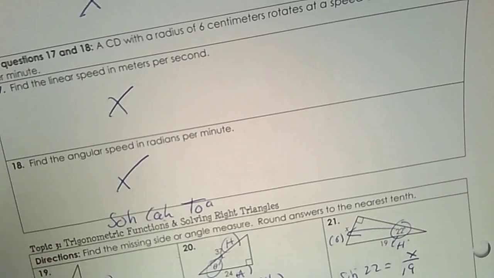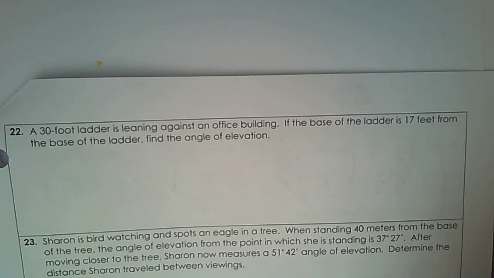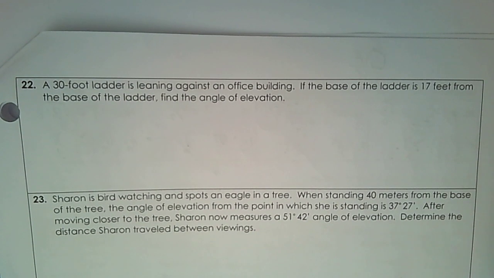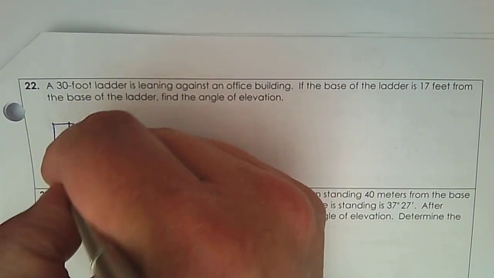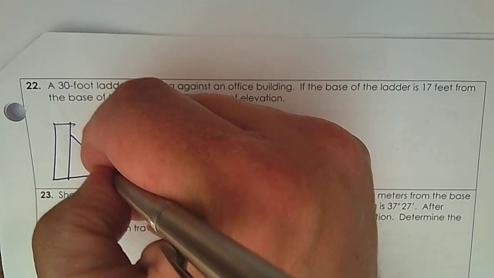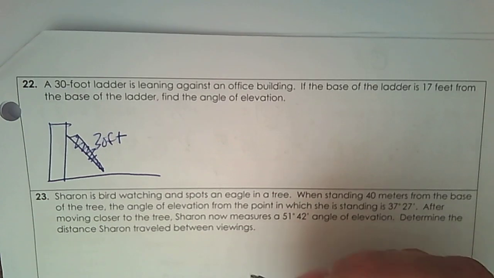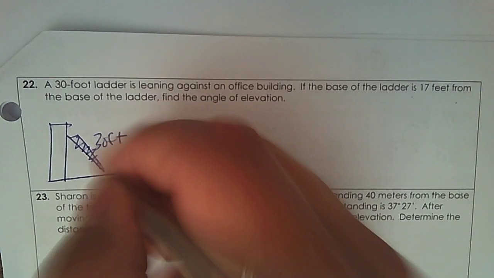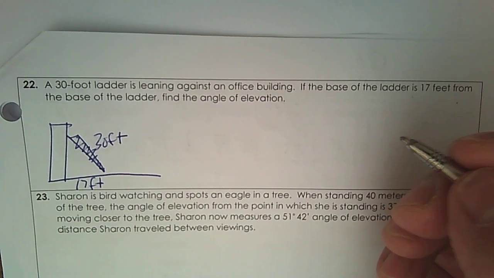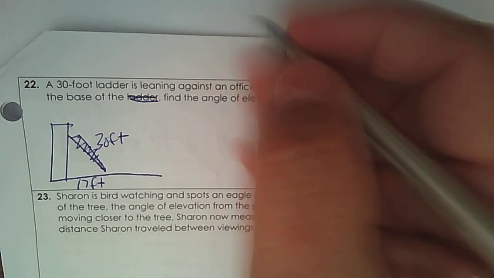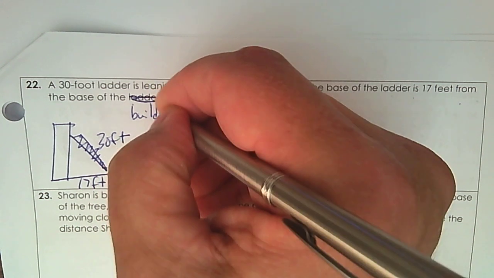All right, next page. Some stories. A 30-foot ladder is leaning against a building. There's my ladder. If the base of the ladder is 17 feet from the base of the building, I think they mean the base of the building. I'll rewrite this so it makes sense.